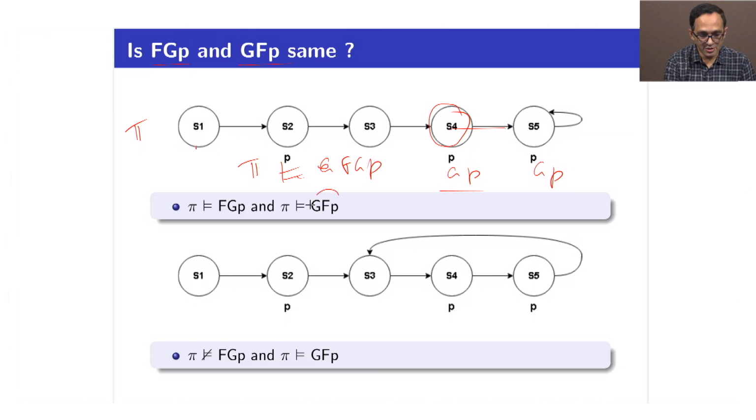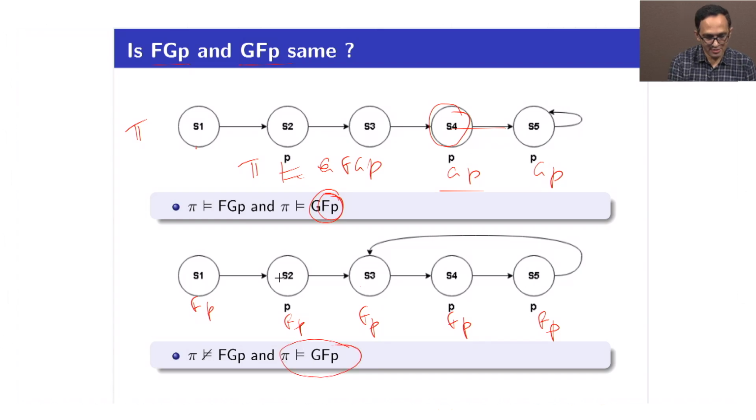And what about G F p, which is basically globally future? It means in every state there will be some future state in which p holds, which is effectively infinitely often. So I have to see whether F p holds in all states or not. In this state F p holds, because F includes the current state. F p holds here, and here, because after that in the future p holds. Here also F p holds, in this state also. So I can say that globally F p holds, and this path pi satisfies globally future p.